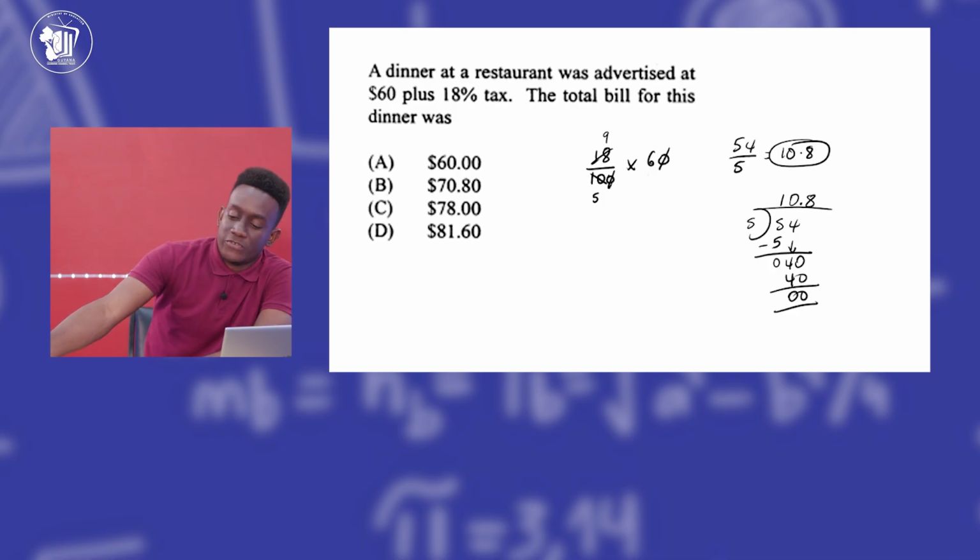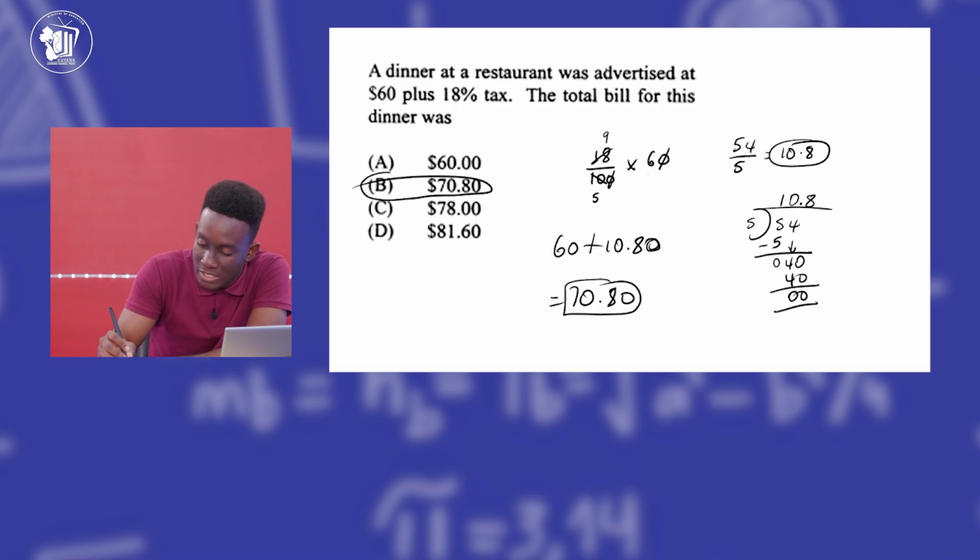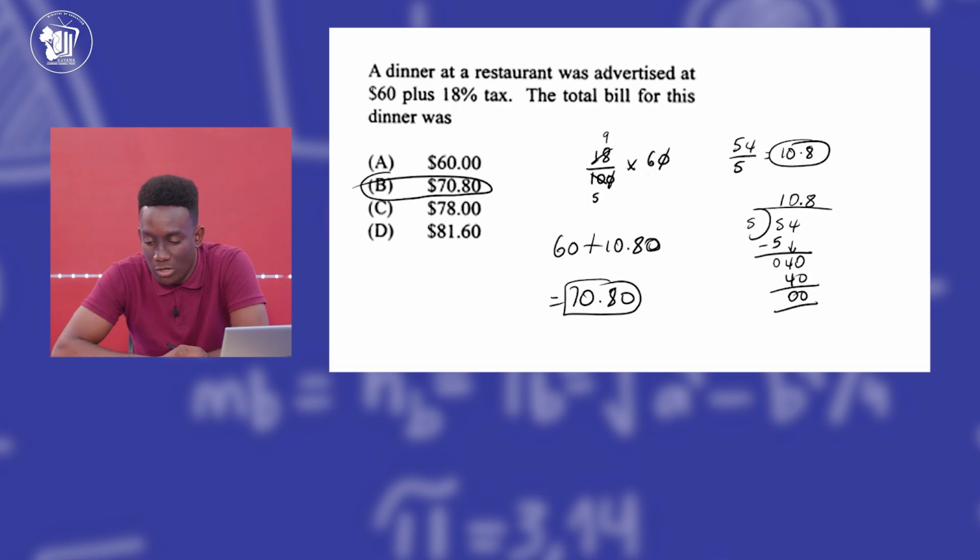So the total cost for the bill would be $60 plus $10.80. This would be 70.8, I guess add on a 0. So $70.80, which would simply be B. And that would be the total cost of the dinner, the total bill for the dinner.